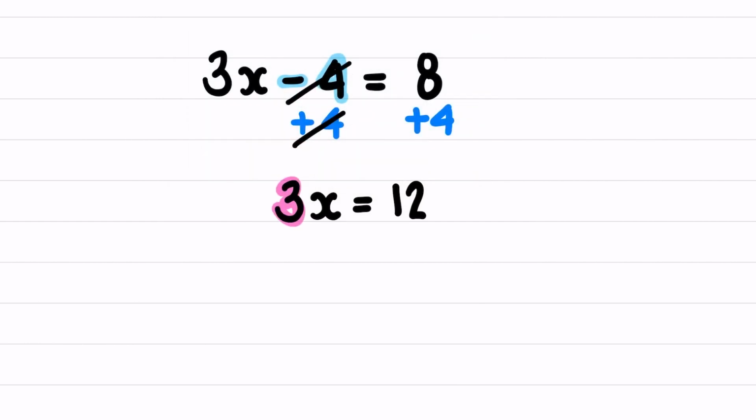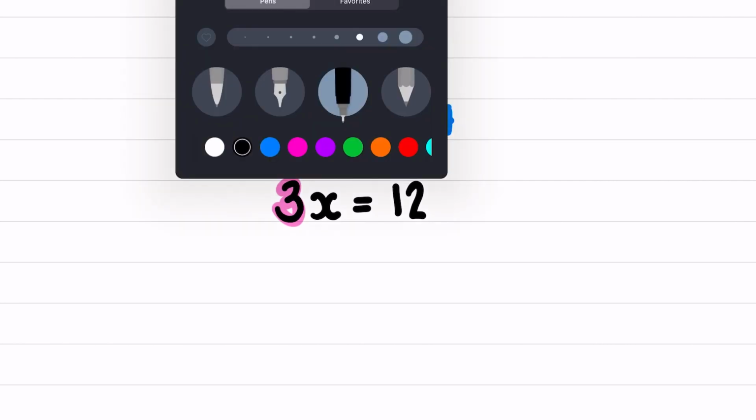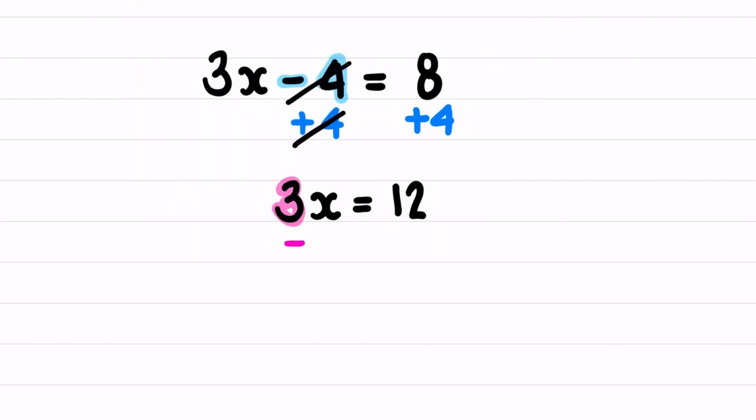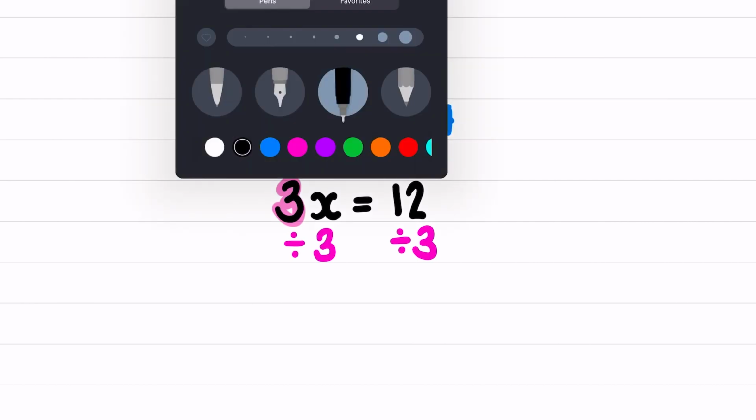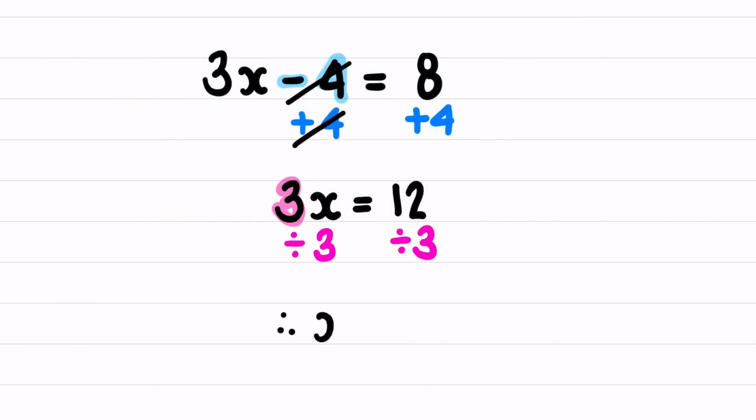Now I want to get rid of the coefficient of 3. So I want to get rid of that 3 times x. And the opposite of times is divide. So I'm going to divide by that coefficient of 3. What I do to the one side, I'm going to do to the other side. So 3x divided by 3 is just x equal to 12 divided by 3, which is 4.